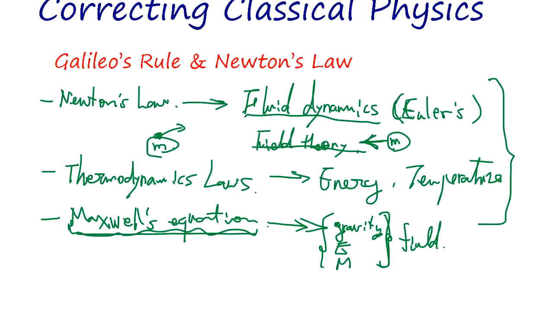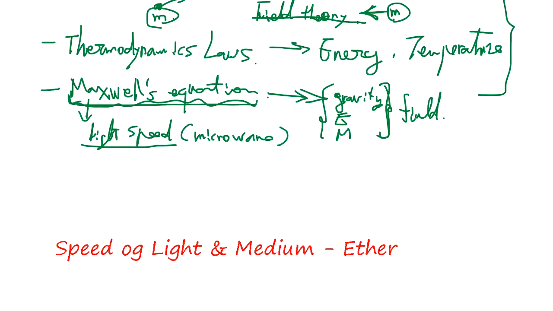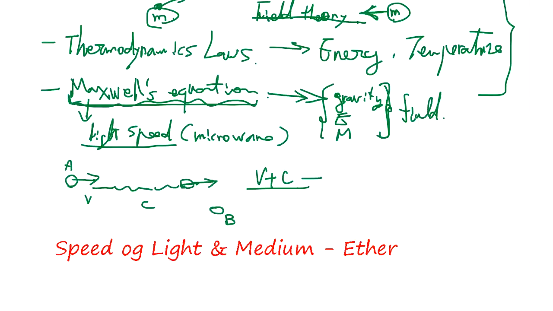Okay, and now there are nagging questions. Maxwell's equations derived the light speed. Well, microwave and anything else is the same thing, right? Gamma ray, X-ray, it's all EM wave. And this light speed seems to be independent. Say you have A moving at speed V and emitting light, and you have an observer B looking at the light. It's supposed to be V plus C, right? But it's not, it's only C.